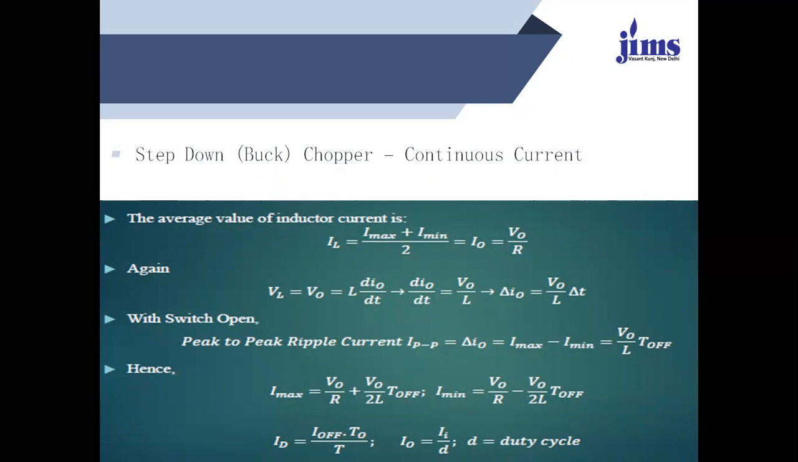With the switch open, the peak to peak ripple current will be available. So I peak to peak equals ΔI_0, I max minus I min, equals V_0 upon L times T off. Similarly, for the maximum current, V output upon R plus V output upon 2L times T off, and for the minimum current, V output upon R minus V output upon 2L times T off. So I_0 equals I times T on upon T, or I_0 equals I upon D. D stands for the duty cycle of the system.